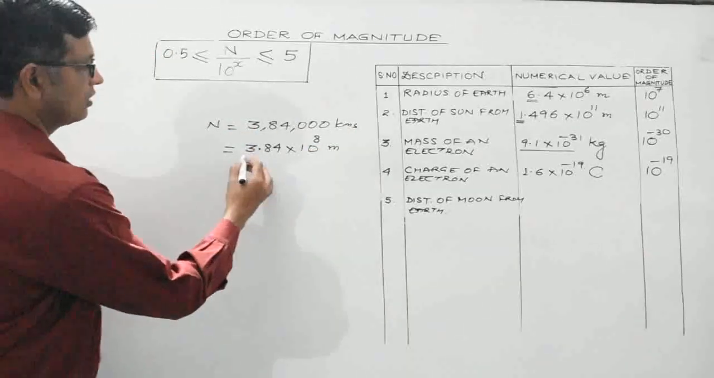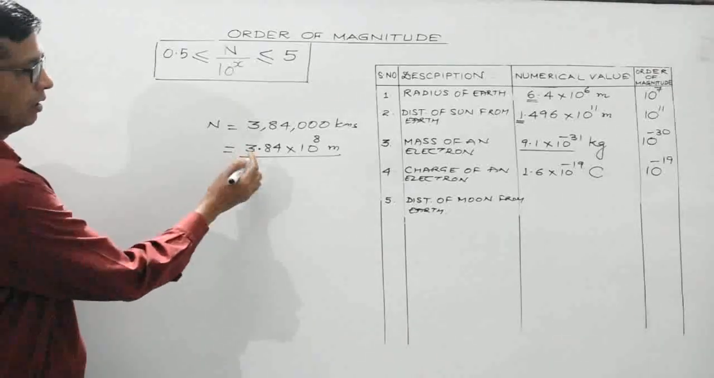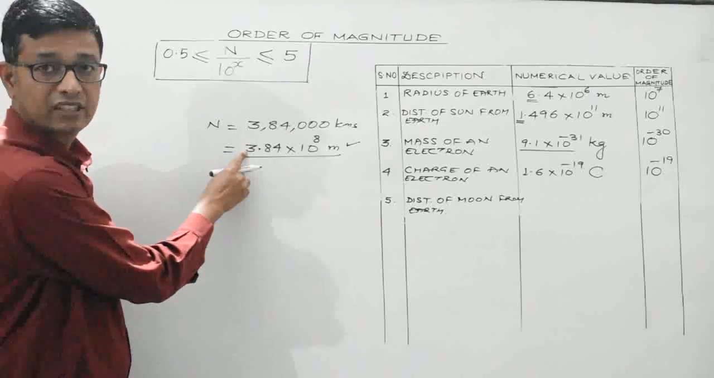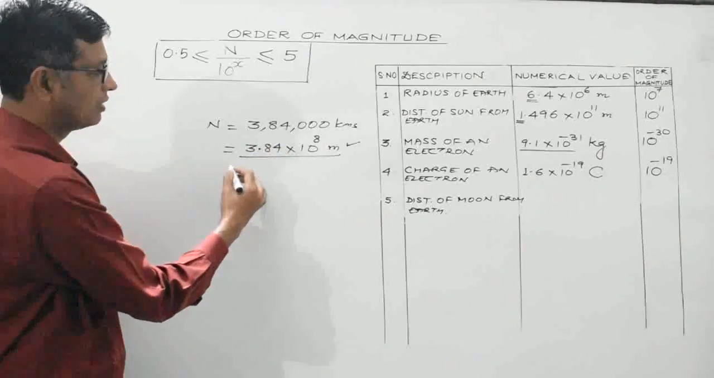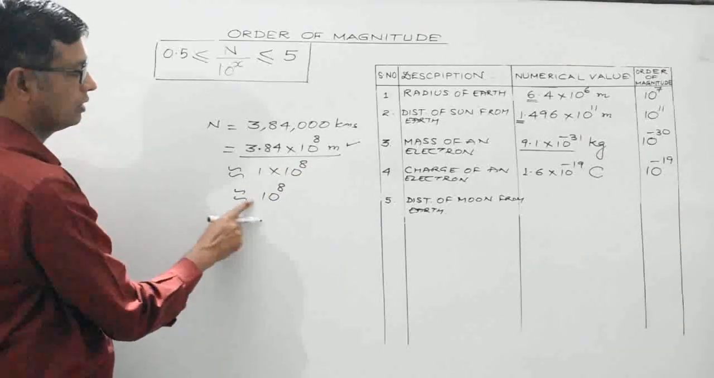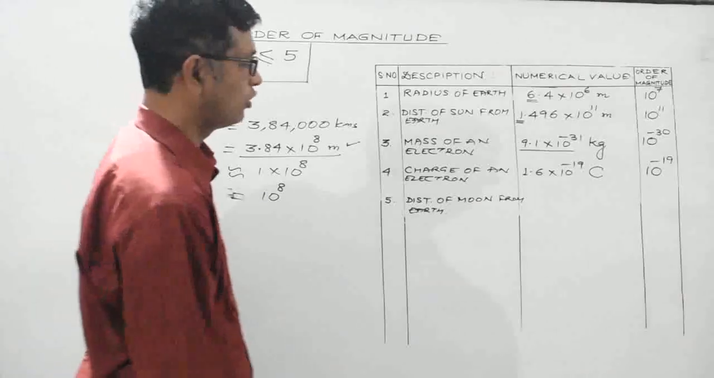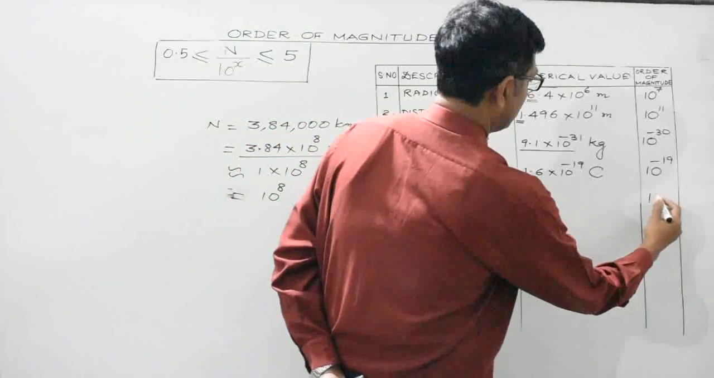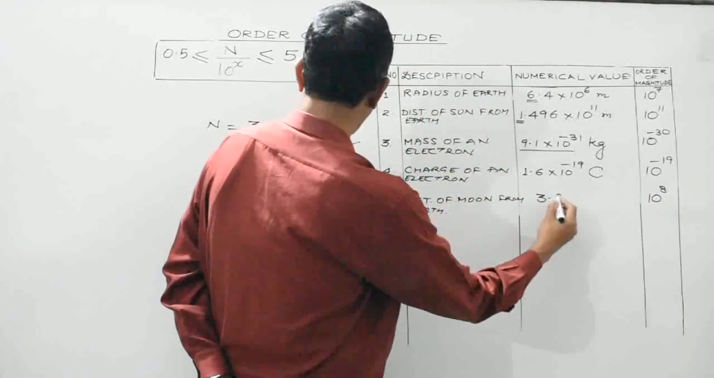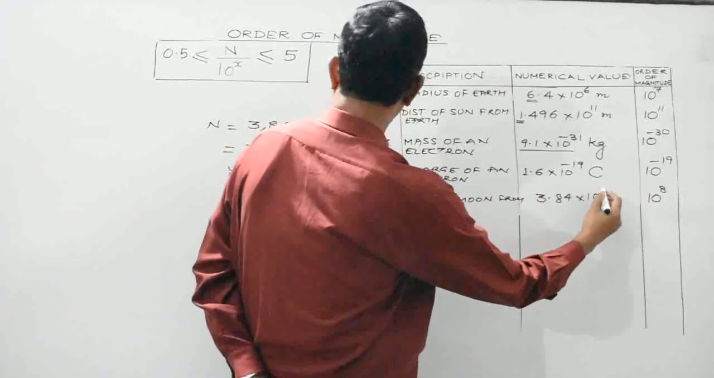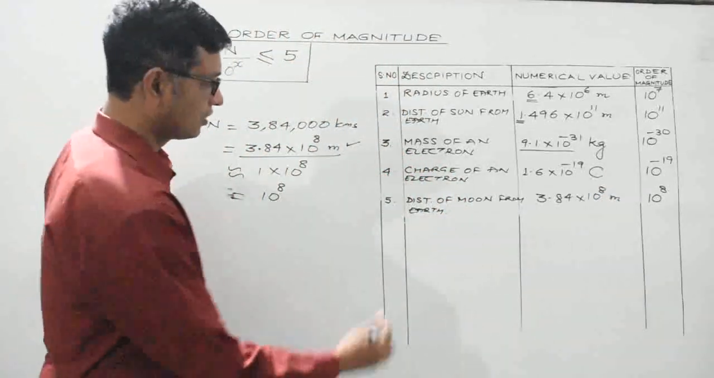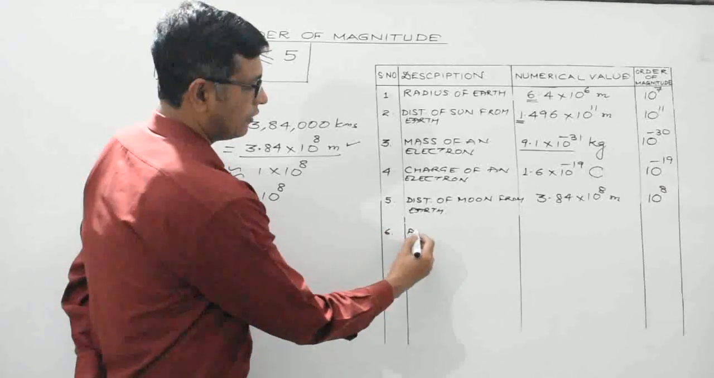Right? So now consider this value. This is in the standard form, right? The first digit is less than 5, so this entire numerical value may be considered to be equal to 1. So it will give us 10 raised to power 8. So the order of magnitude of the distance of moon from the Earth is 10 raised to power 8, and its actual value is 3.84 into 10 raised to power 8 meters. Fine? Let's consider some other case as well. You are aware of Avogadro's number.